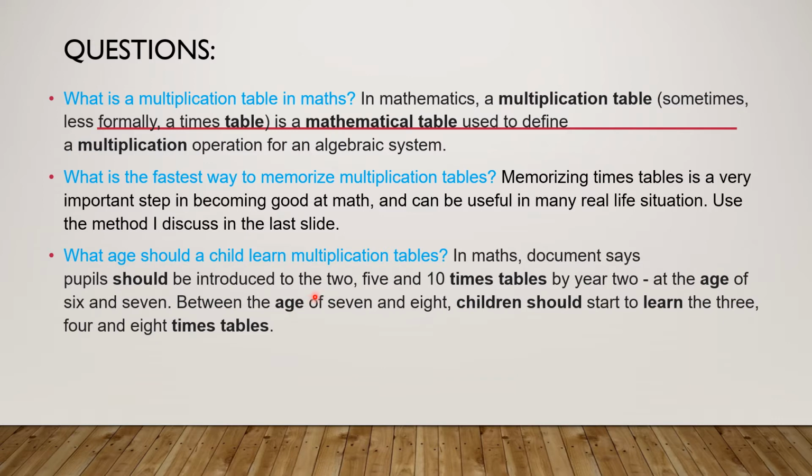Then, what age should a child learn multiplication tables? Now, in maths, the document says pupils should be introduced to the 2, 5, and 10 times table by year 2. That means at the age of 6 and 7. Between the age of 7 and 8, children should start to learn 3, 4, and 8 times tables. So at a very young age, dapat preschool pa lang, a good child should already learn the multiplication table.